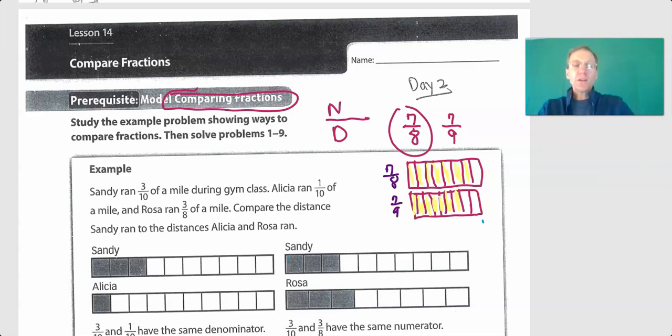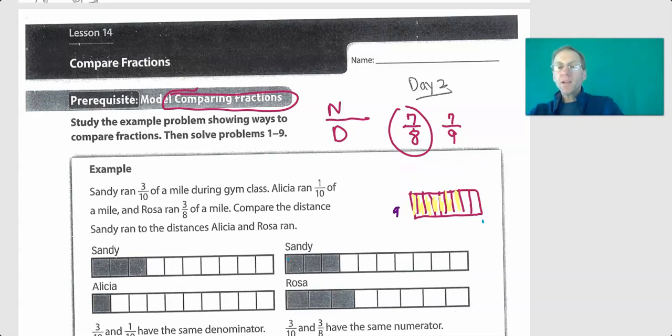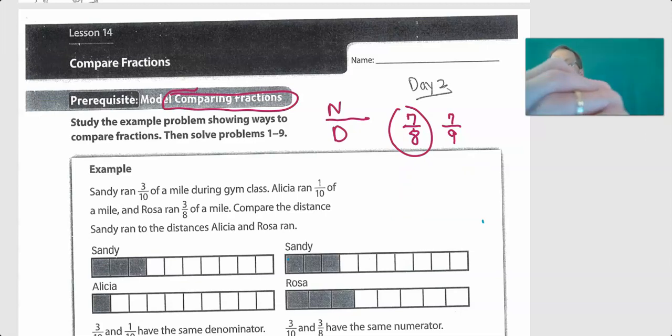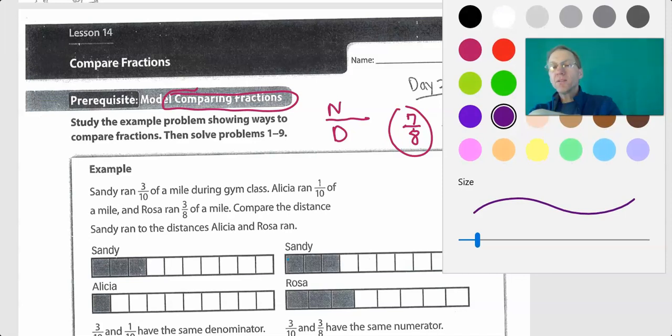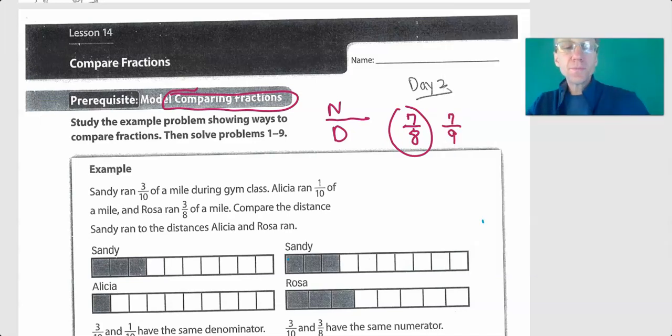Okay, so let's take a look at our examples here. I'll take that off because I'll need that room. That's the kind of thinking I want you to do, though. What do those denominators mean, and what do those numerators mean? If you understand that, that's the goal. Okay, Sandy ran 3/10, and Alicia ran 1/10, and Rosa ran 3/8.